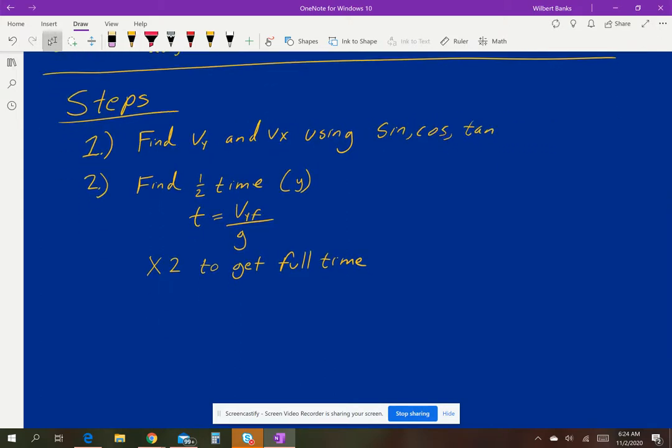Using the halftime, solve for dy. It's very important that we use the halftime.